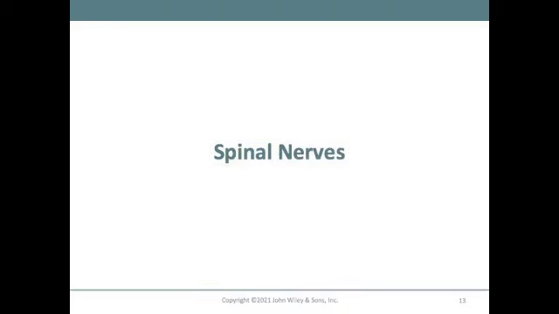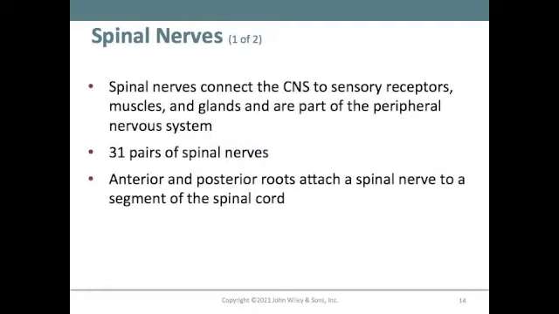Spinal nerves, here at the bottom of page 468. Spinal nerves connect the central nervous system to sensory receptors, muscles, and glands, and are part of the peripheral nervous system. There are 31 pairs of spinal nerves. The anterior and posterior roots attach a spinal nerve to a segment of the spinal cord.